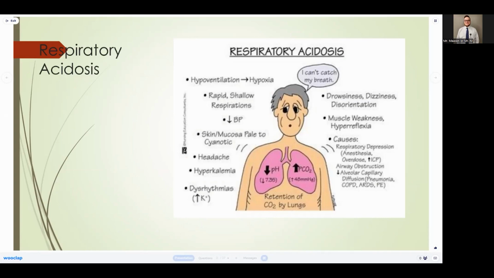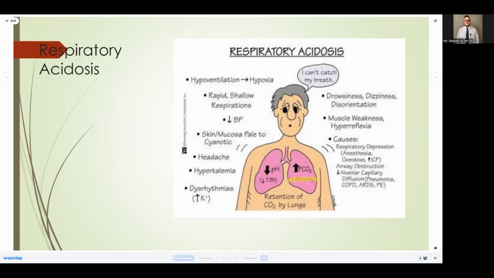So let's look at some of these. Respiratory acidosis. Acidosis means pH is lower, below 7.35, and it typically means our partial pressure of CO2 is elevated, above 45 millimeters of mercury. A lower pH and a high CO2 is telling us this is respiratory related. When the CO2 is out of whack, that's telling us it's respiratory related.